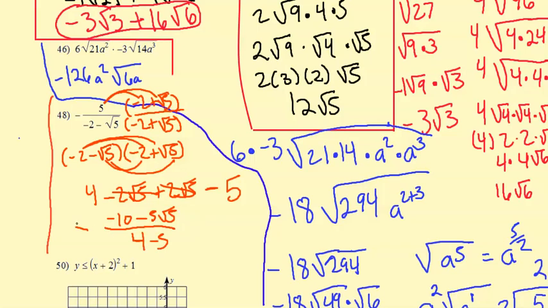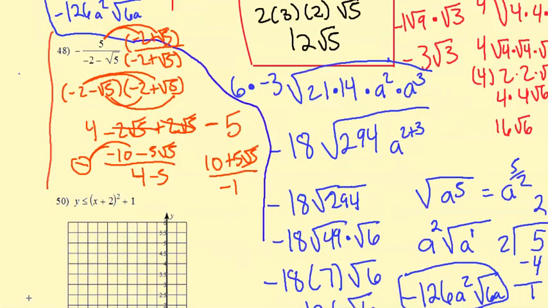If we reduce this, negative could go into both of these. 10 plus 5 square root 5 all over -1. We could divide each term by -1, and then you get -10 minus 5 square root 5. Or this would be a positive 5. So you have -10 plus 5 square root 5.